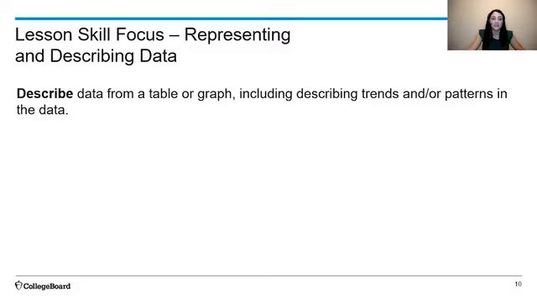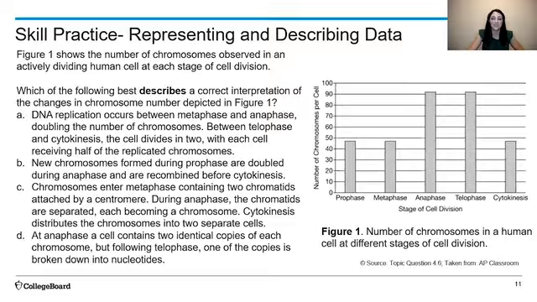Our goal is to describe data from a table or a graph, including describing trends and/or patterns of the data. If you look at our practice question, you will see that it includes a graph, and the question asks you to pick the best description of that figure. Take a second here and pause the video and try to answer this on your own. And when you're ready, press play and we'll talk about an explanation.